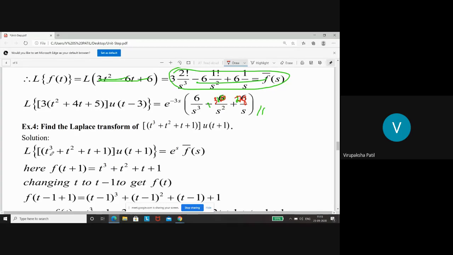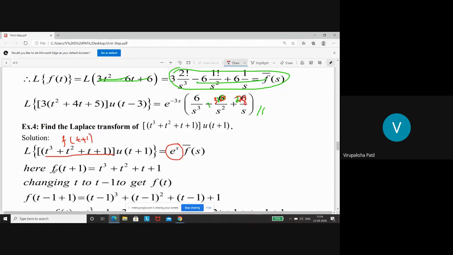Okay, so the Laplace transform of this. What is f of t here? Can anybody tell me here? If it is in terms of minus, then you have to take this as f of t minus 1. If it is in terms of plus, you have to take it in terms of plus, u of t plus 1. So what happens? This is e to the power s into f bar s. So for f bar s you have to find f of t here, then apply Laplace to that, and you will get the required answer.